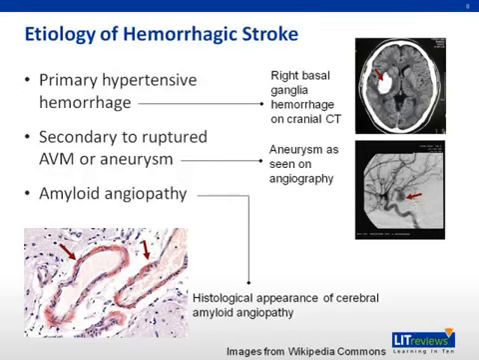Arteriovenous malformations are abnormal connections between arteries and veins and are usually congenital. They can rupture, causing cerebral hemorrhage, which is usually lobar and tends to affect younger individuals. Other etiologies of hemorrhagic stroke are vasculopathies like amyloid angiopathy. These are more common among the elderly, and the intracerebral hemorrhage seen in these cases is usually located more superficially in the lobar regions of the brain.